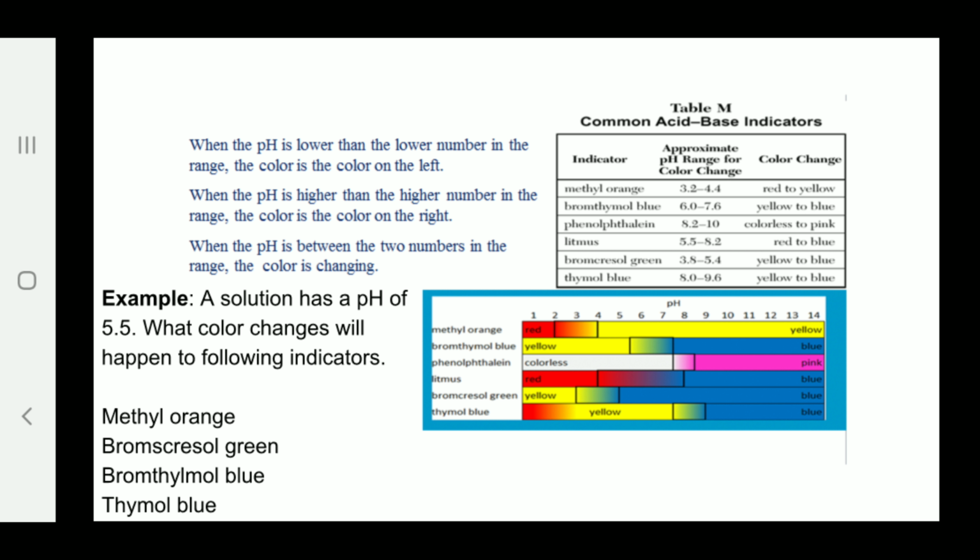Now for bromothymol blue. Bromothymol blue's lower pH value is 6. 5.5 is less than 6. So we're going to choose the color to the left. Bromothymol blue will be yellow at 5.5. Finally, let's consider thymol blue. Thymol blue's lower pH value is 8.0. So at pHs of 8.0 and lower, it will be yellow, since 5.5 is less than 8.0. Thymol blue will be yellow at this pH.